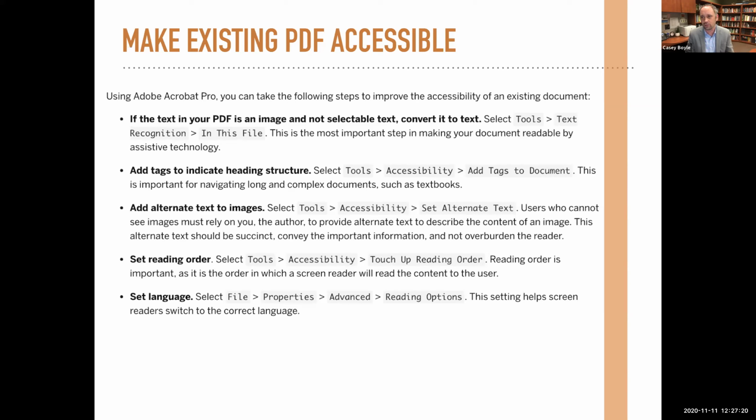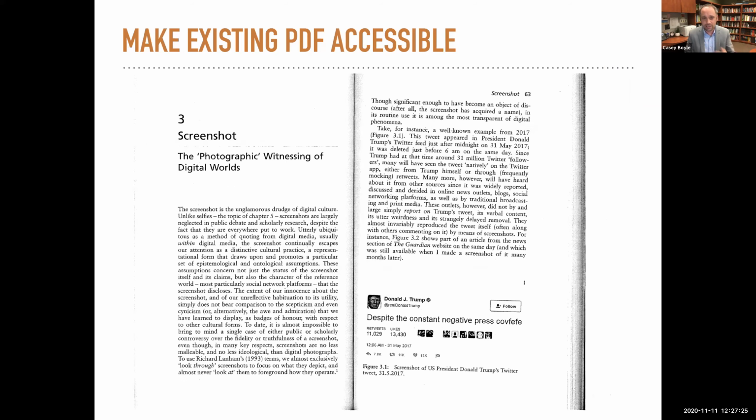This is all telling a screen reader, for instance, how to read this document. So if we only made the text available to be read by a screen reader, without giving it word order, without giving it descriptions for the images, or identifying the headings, it's just going to say "3 screenshot, the photographic." It's just going to say it all in one long spurt, and it will make it kind of unintelligible.